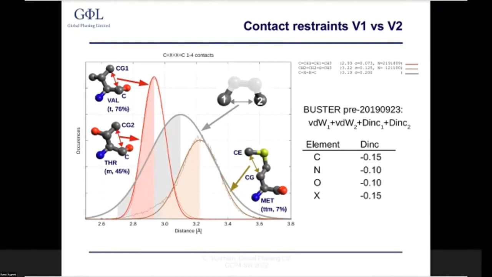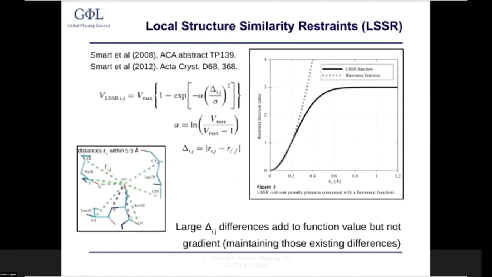Another type of restraint is relevant when we are dealing with multiple identical molecules within the asymmetric unit. Here we might want to describe a local conformation in a general way and relate the different instances of this conformation to each other. Buster uses so-called local structure similarity restraints, which describe the environment of each atom through the distances of all surrounding atoms.